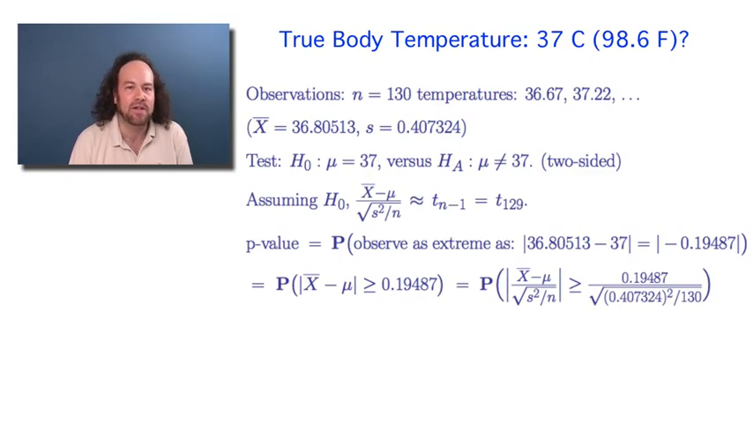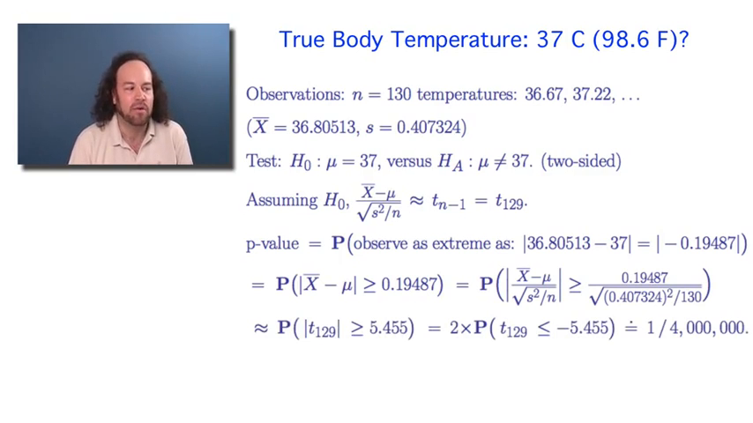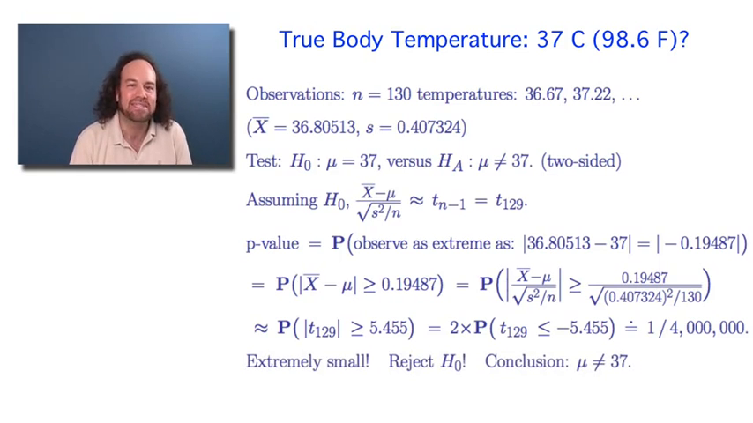Well, again, we know how to work this out. We start by dividing both sides by the square root of s squared over n and rearrange, so we eventually get it to be the same as the probability that the absolute value of something with a t distribution with 129 degrees of freedom is bigger than or equal to, well, in this case, it works out to 5.455. And again, that should be twice as much as the probability that the t distribution is less than or equal to minus 5.455. And again, this is something we can look up in a table or get the computer to compute for us. And we find out again, it's extremely small. It's about 1 chance in 4 million.